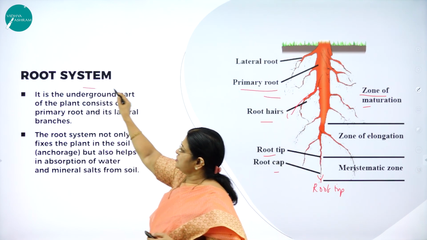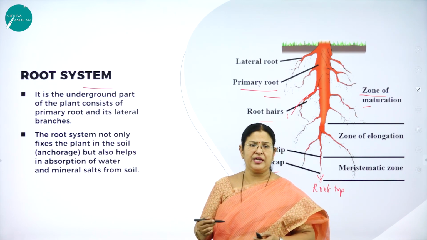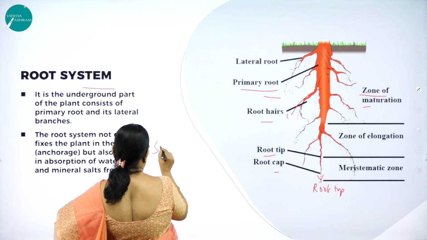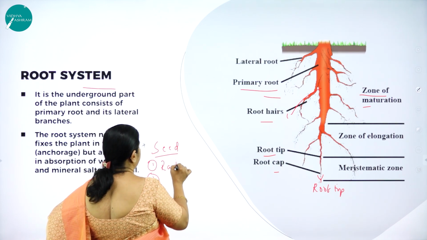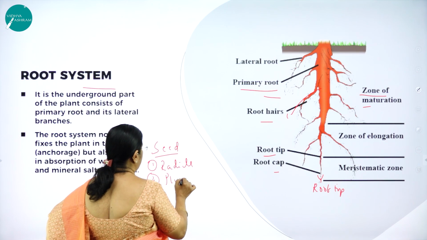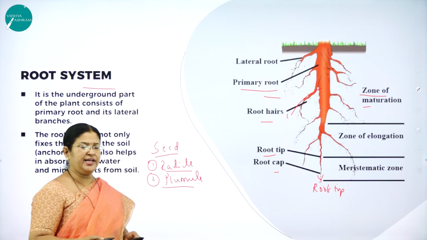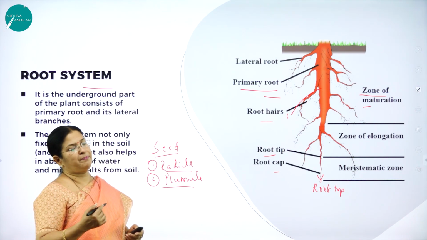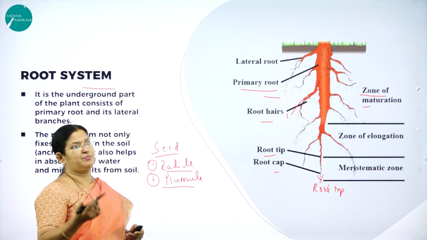Before we study the root system, I think all of us know what a seed is. A seed is a developing embryo. What is the very important thing that is found in the seed? A seed has two very important parts. One is called the radicle and the other is called the plumule. So as soon as we sow a seed, it germinates and sprouts out. The part which grows below the soil will develop into the root system, and the part of the seed which develops into the shoot system is above the soil.